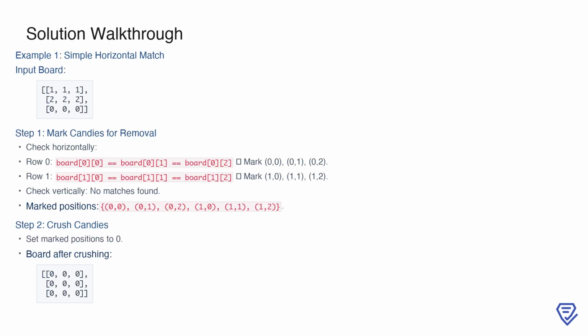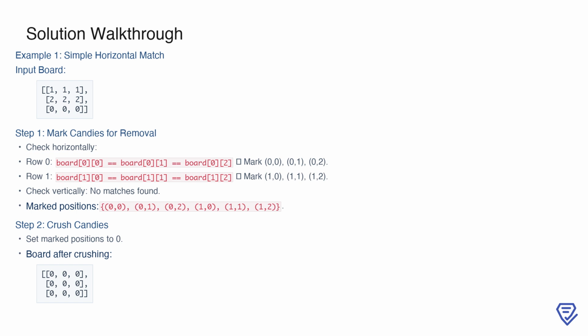In this example, we start with a simple horizontal match. Looking at the input board, we first identify candies to mark for removal. By scanning each row, we see that in row 0, the values at positions (0,0), (0,1), and (0,2) are all the same, so we mark these positions for removal. Similarly, in row 1, the same pattern occurs at (1,0), (1,1), and (1,2), so these positions are also marked. When we check vertically, no matches are found.